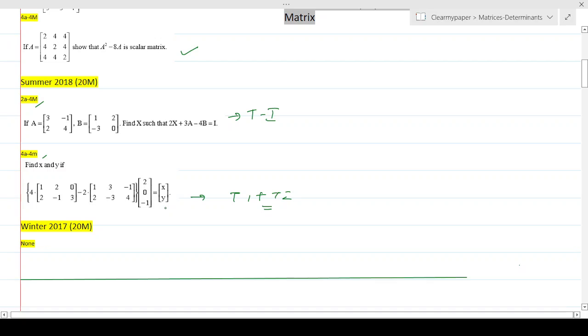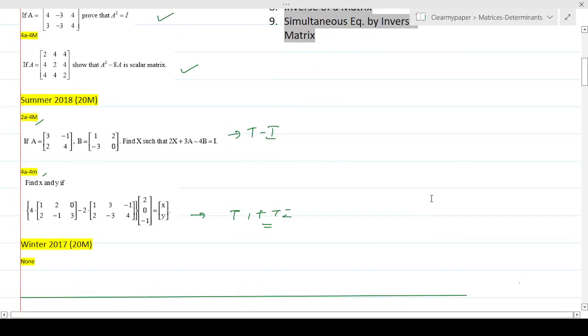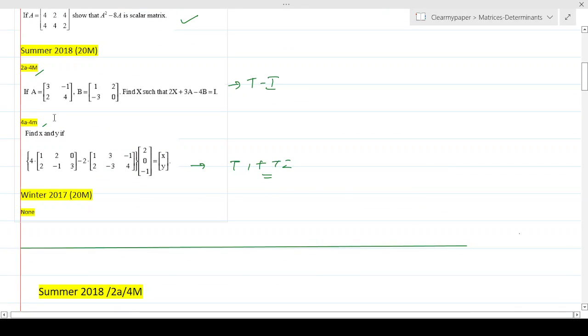I'll possibly try to cover this in the same video. And wherever I think it's very easy or you can understand the drift, I'll pace it up. Okay, so let's jump in. Let's take this problem first, the 2a for 4 marks, the type 1, and then we'll move to the next one.